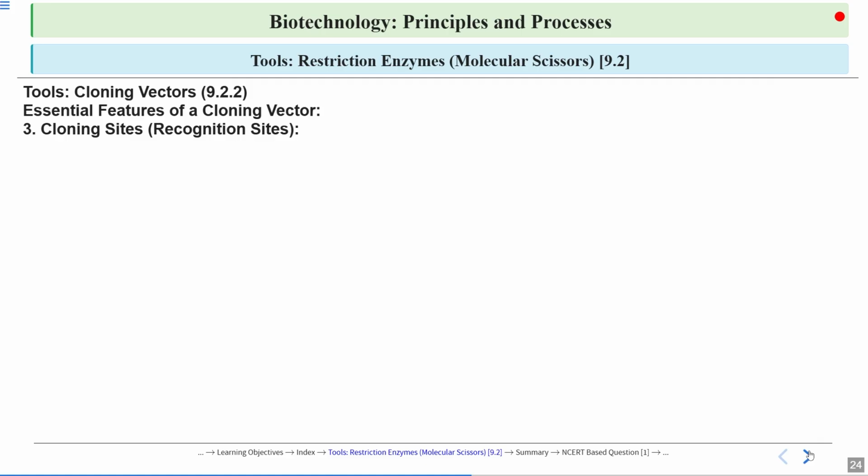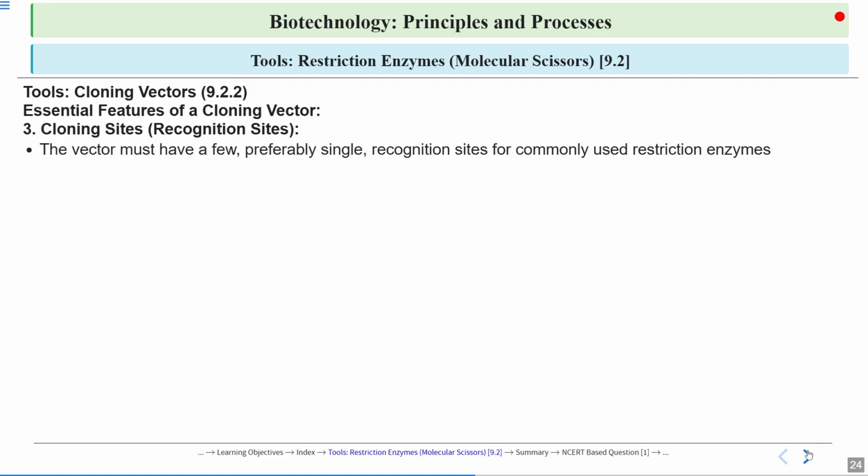So, cloning site, recognition site. One of the features of a cloning vector should be that the vector must have few, preferably a single, recognition site. Why should it be there? Because if there are more restriction recognition sites, then there will be more generation of fragments. This will complicate the situation.